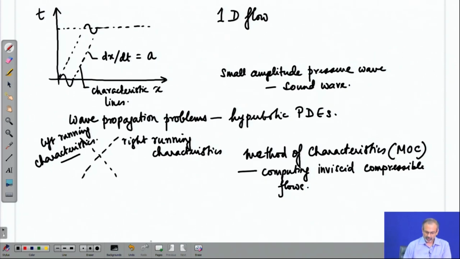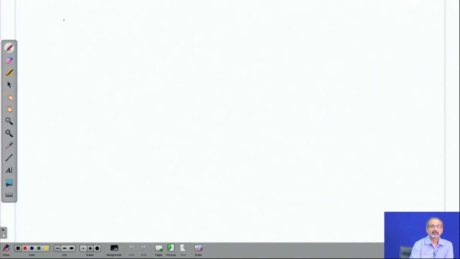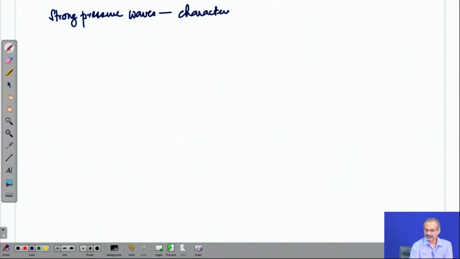When the wave becomes a stronger wave, then the characteristics can interact. In the case of weaker waves, the characteristics are going to travel through the medium independent of each other, and then all of them are going to travel at the same speed. While for stronger pressure waves, characteristics can interact.